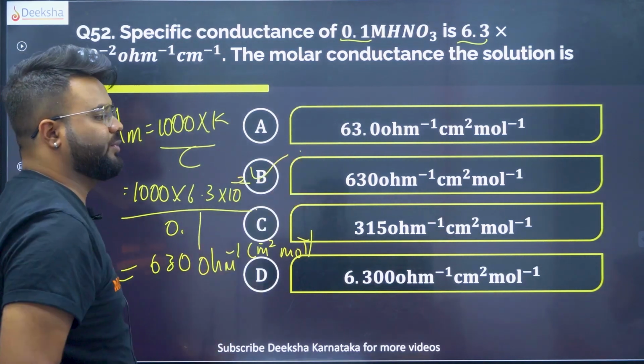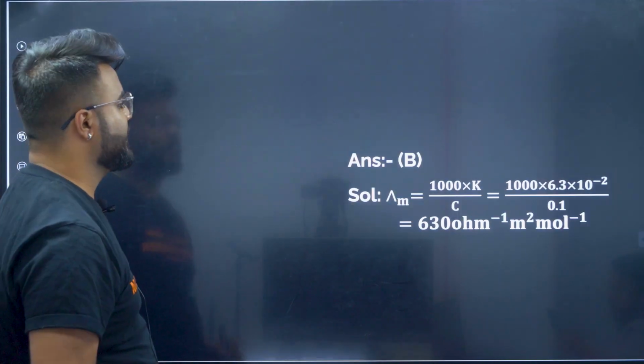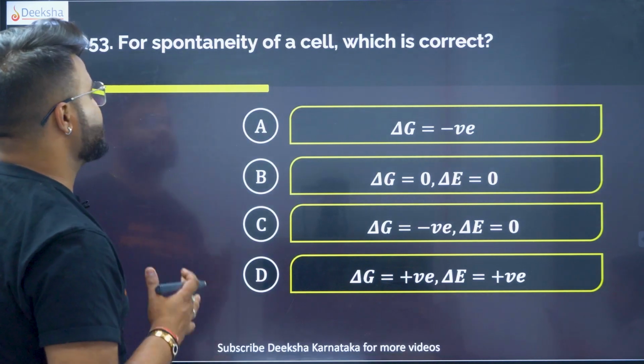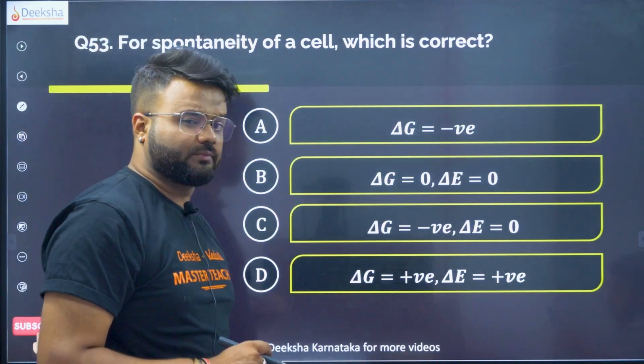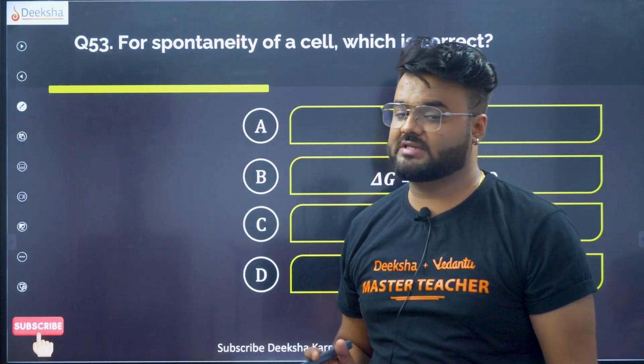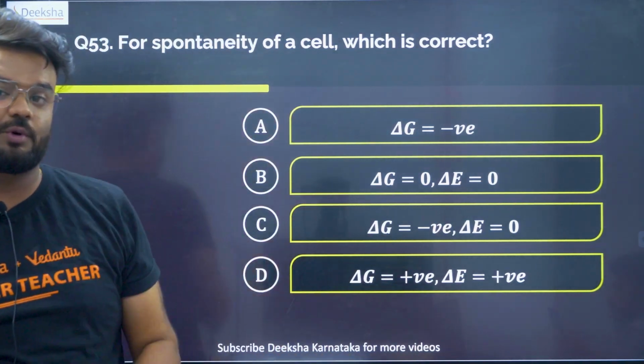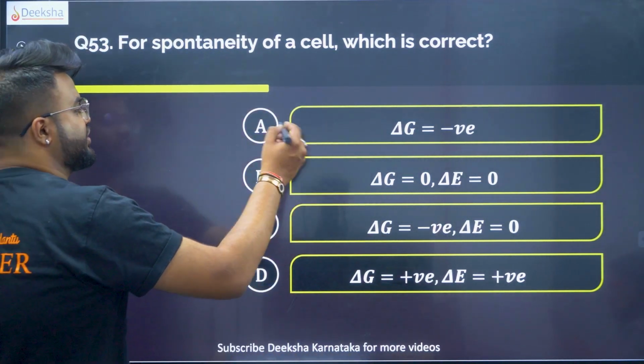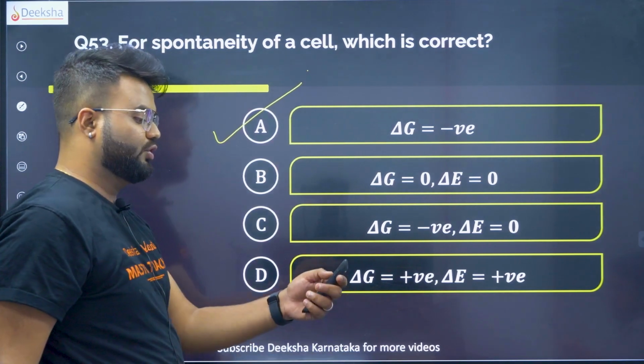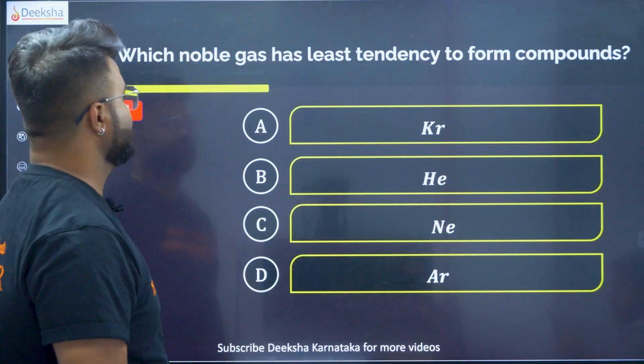Therefore, option B will be your correct answer. Now coming back to the spontaneity of a cell. For spontaneity of a cell, which is correct? For a spontaneous reaction or spontaneous cell, we know delta G should be negative. Therefore, delta G is negative.